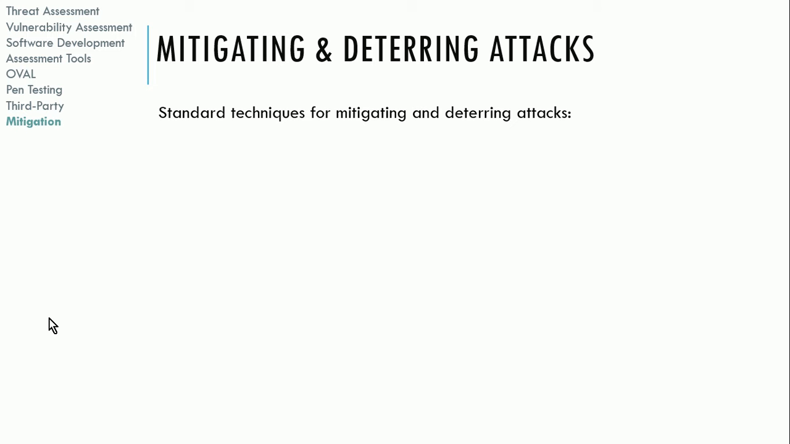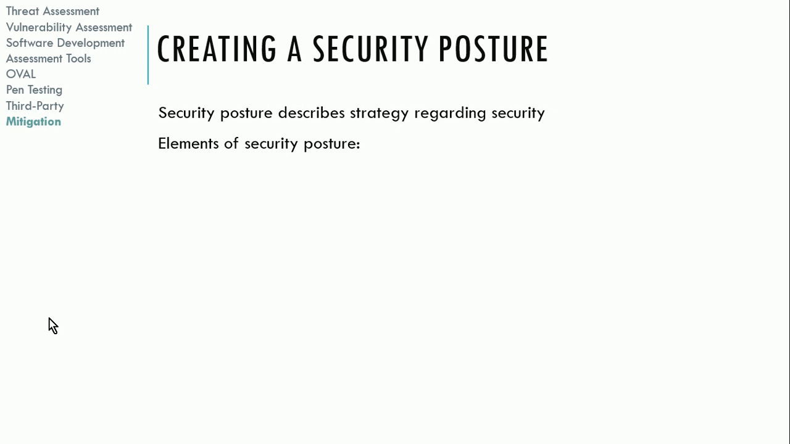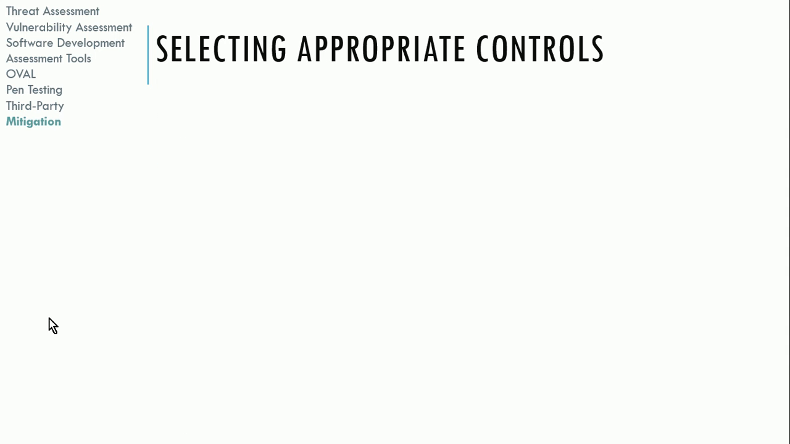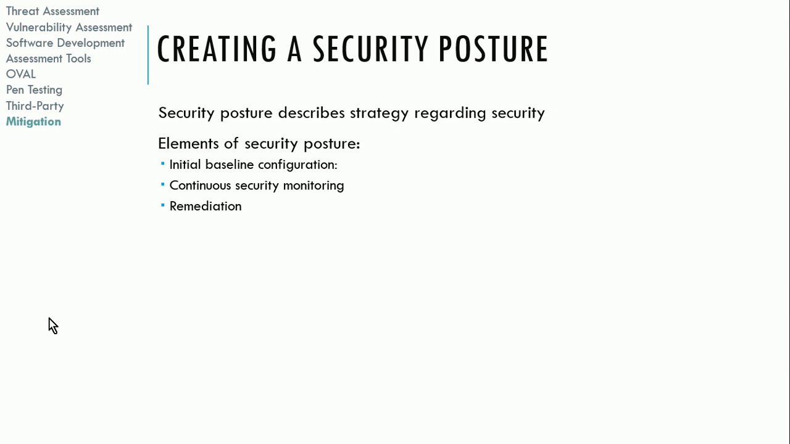So there are standard techniques for mitigating and deterring attacks: creating a security posture, selecting and configuring controls, also hardening, and finally reporting. So let's talk about creating a security posture. A security posture describes the strategy regarding security. The elements of a security posture would be initial baseline configuration, continuous security monitoring, and remediation. And I'll just go back to this for a second.